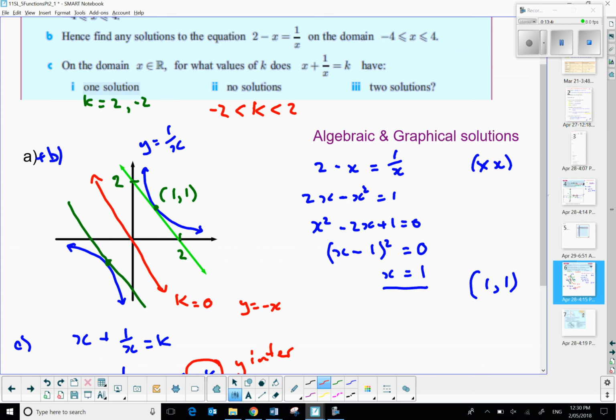If I want two solutions, that means the line here, I'm just going to trace over it to translate it. If I shift that up, I now get two solutions, say here and here. So our k value, which is our y-intercept, has to be greater than 2, or k is less than minus 2.